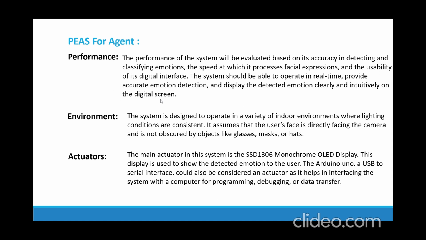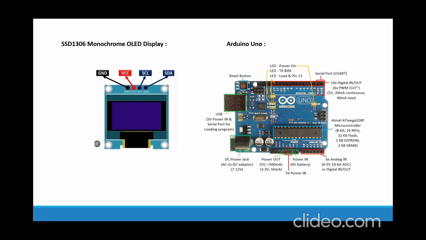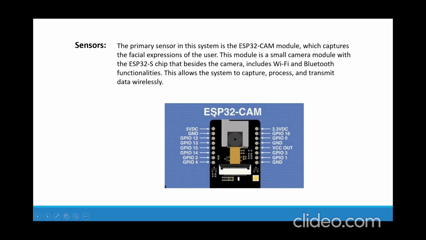The actuators for our project are the SSD1306, a monochrome OLED screen, where we'll display our emotion on the screen, and the Arduino Uno, a USB interface, is also an actuator for our project. So these are the actuators we used. This is the OLED screen, and this is the Arduino Uno. The sensor we used in our project is the ESP32 cam module. It detects the emotion of a face. Here is the camera.